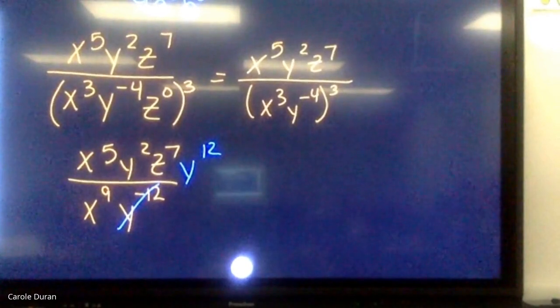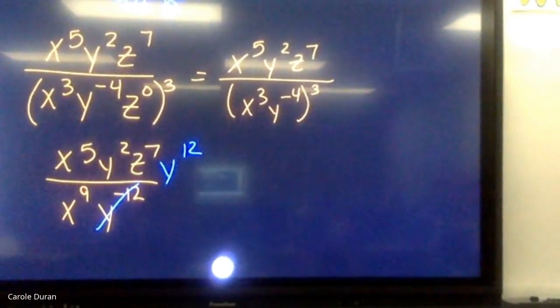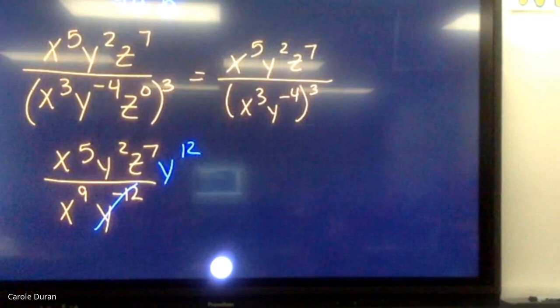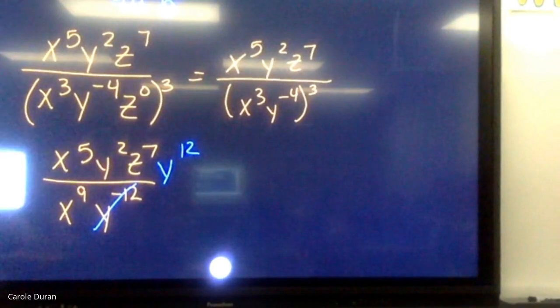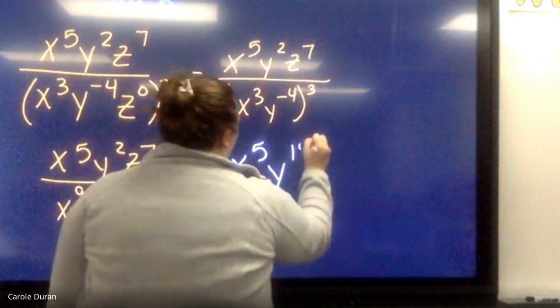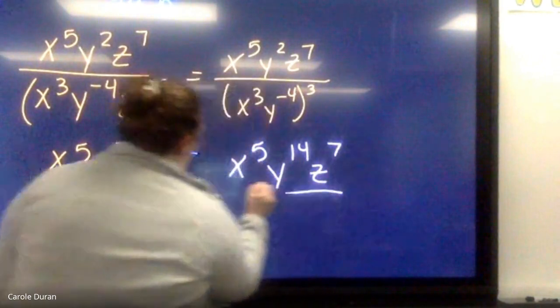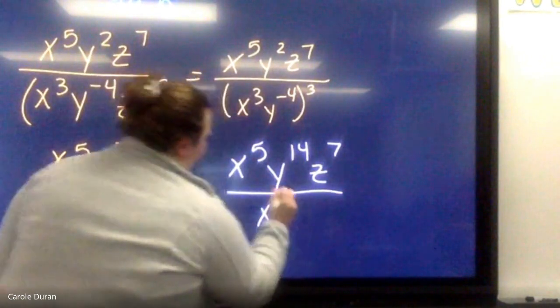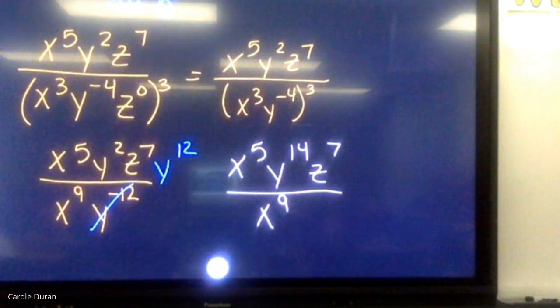Can you just add it with y? Yes, and then we can add the y2 and the y12 together to get a y14. So I now have x5, y14, z7 over x9. There's still more.